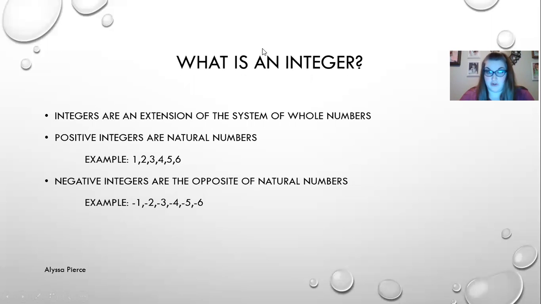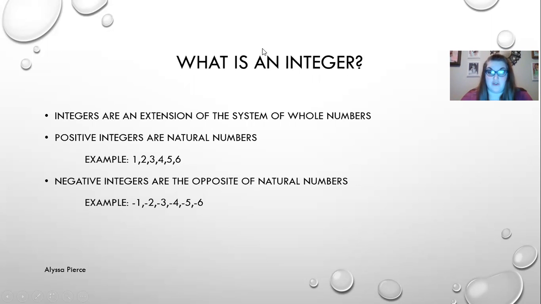So what is an integer? Integers are an extension of the system of whole numbers. Positive integers are natural numbers, or counting numbers as some of us refer to them. An example of those are 1, 2, 3, 4, 5, and 6.